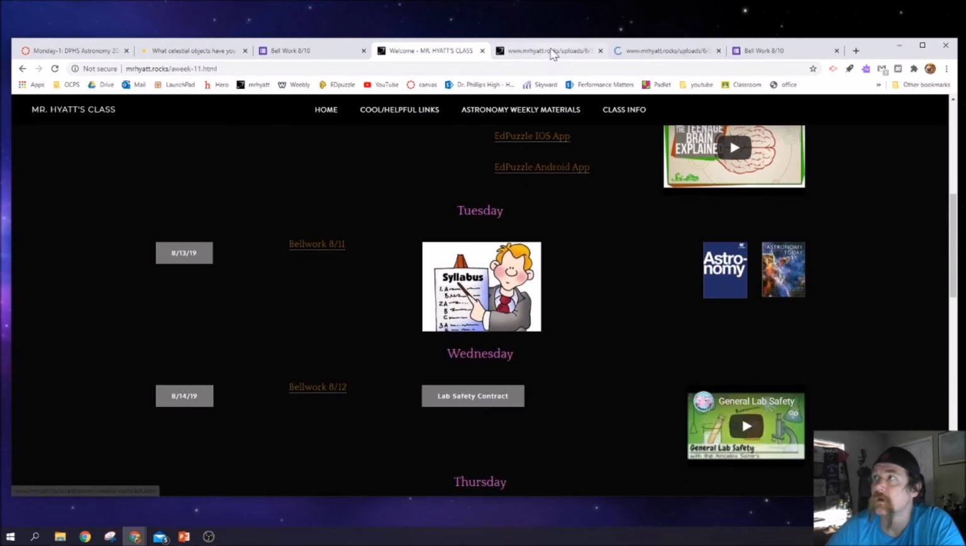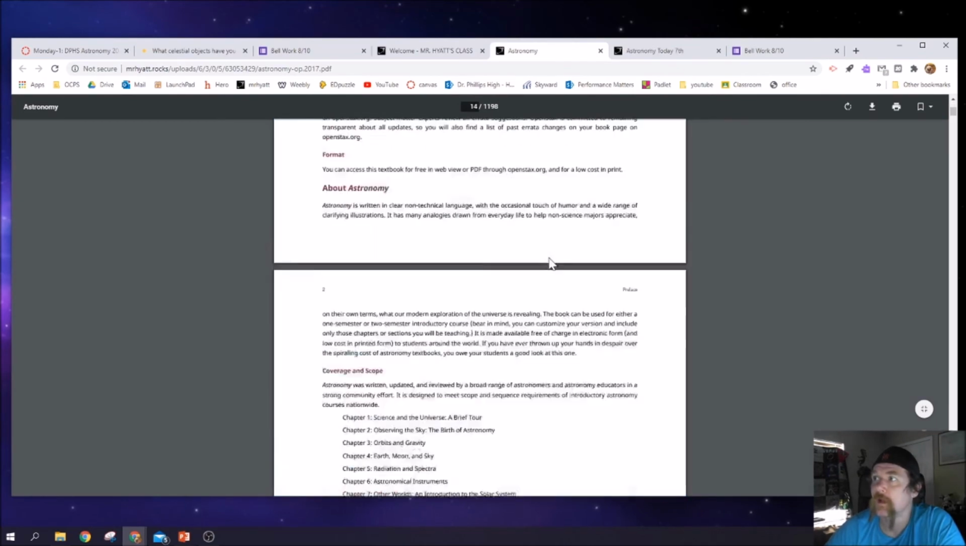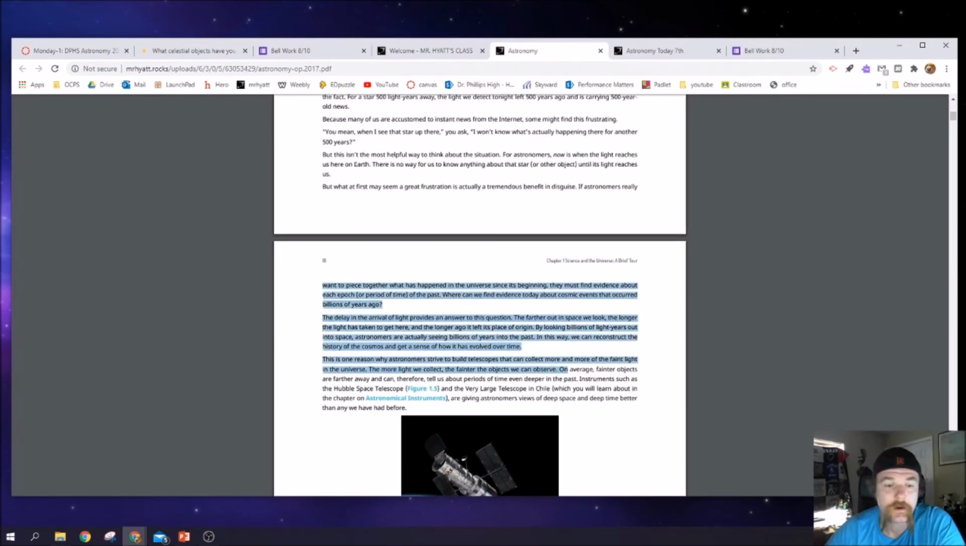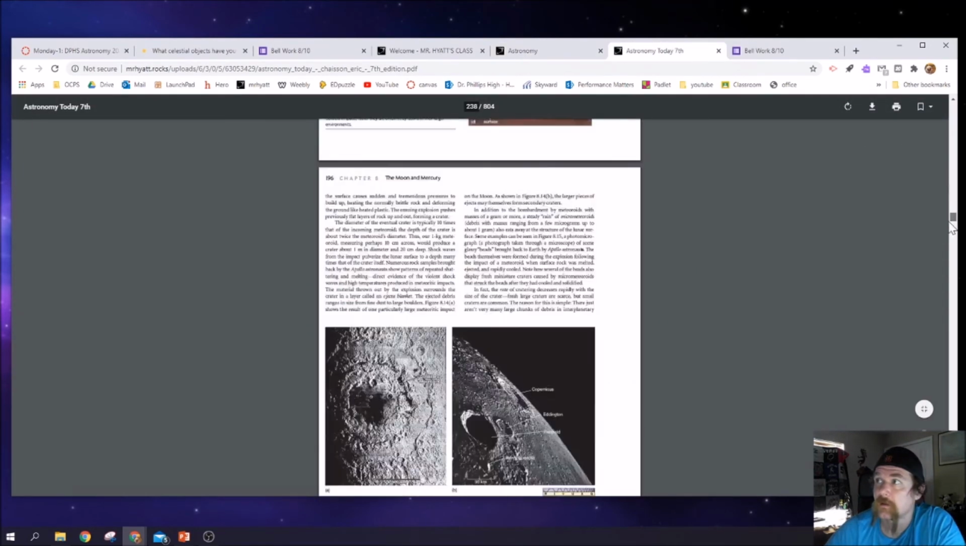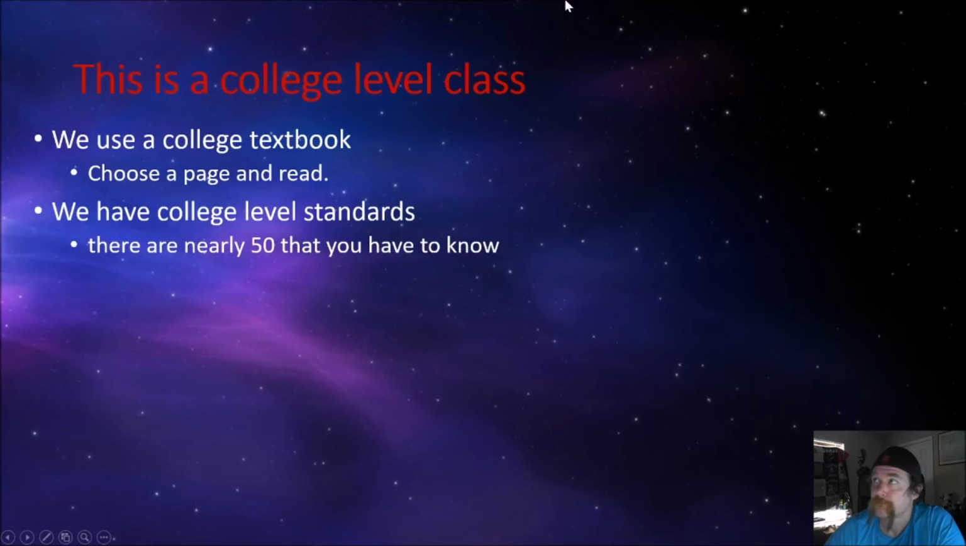And you can open those up. It's going to take a while to load. Should have done this before. But here we go. College level textbook. And you can just go there and pick a page to read. This is the one that the county bought. Astronomy Today. It's college level. So that's something that you guys need to be aware of.